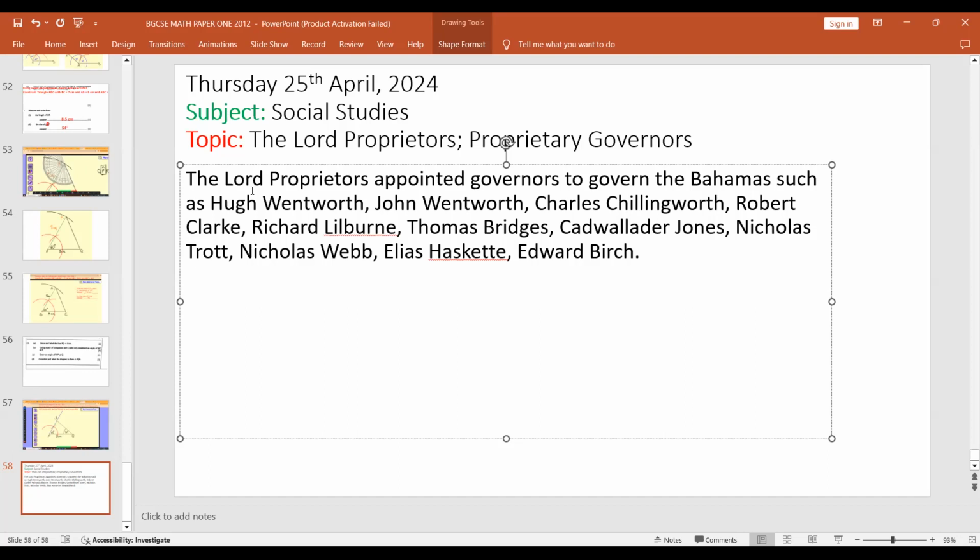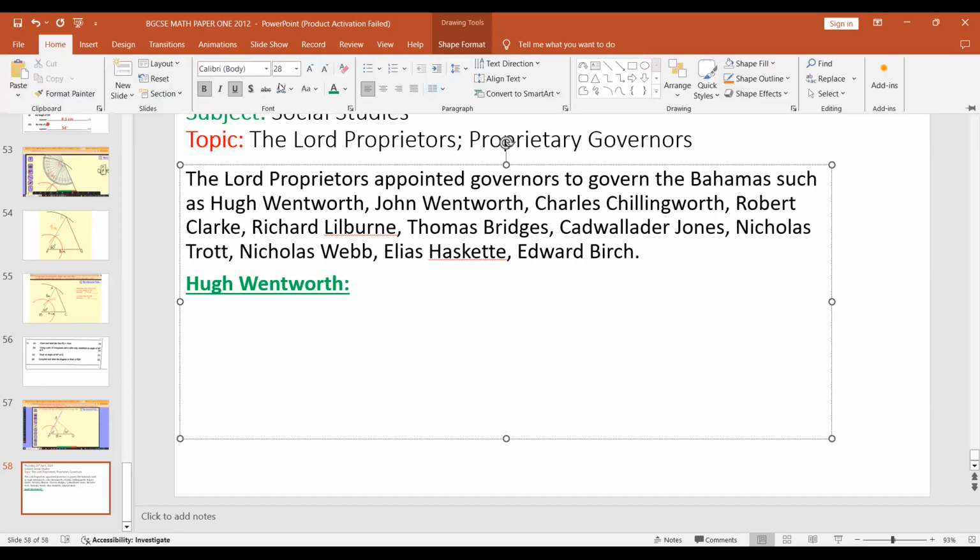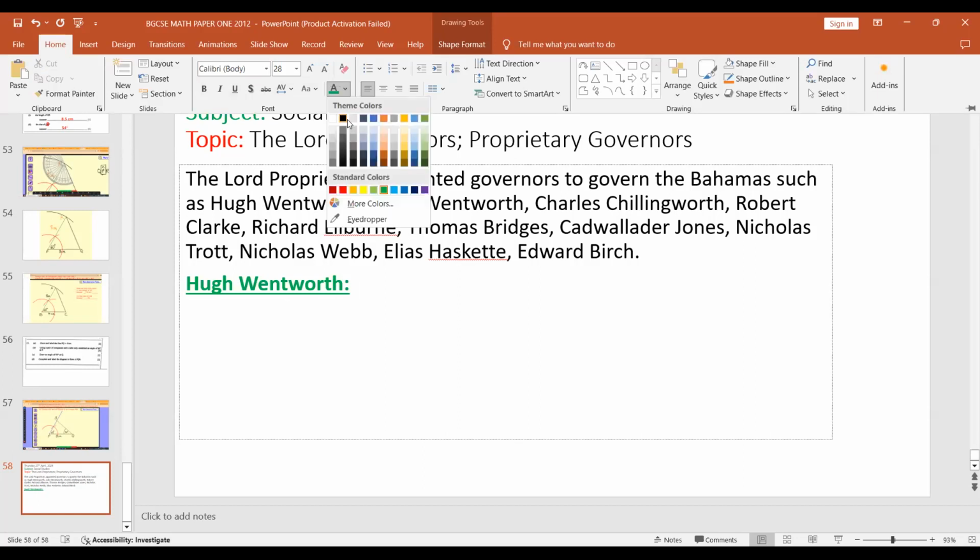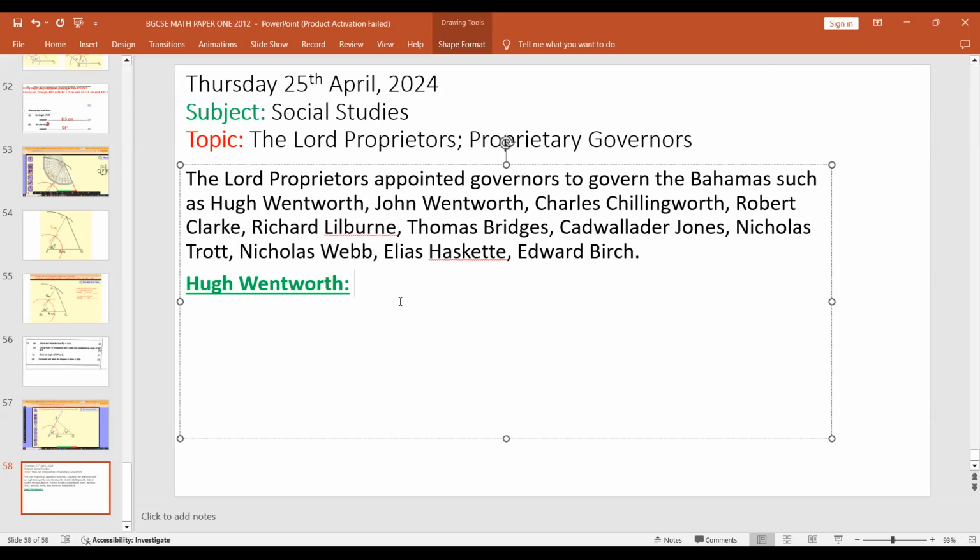So Hugh Wentworth, let's talk a little bit about him. Let's see if we can get a little something about everyone, even though we can't describe them all because there's so much, and I don't want to take too much time on the descriptions of these people. But Hugh Wentworth was appointed.